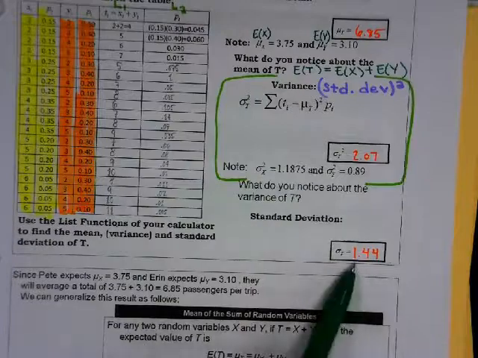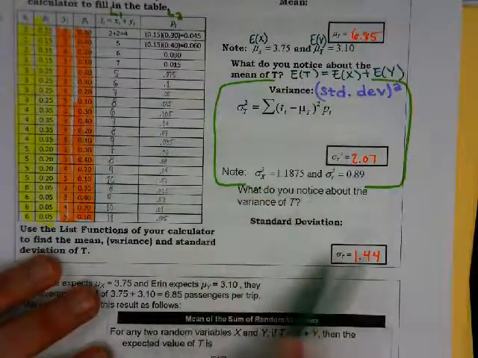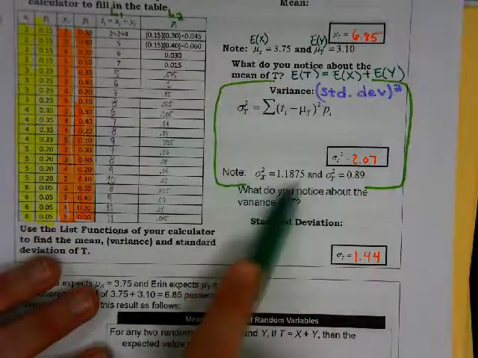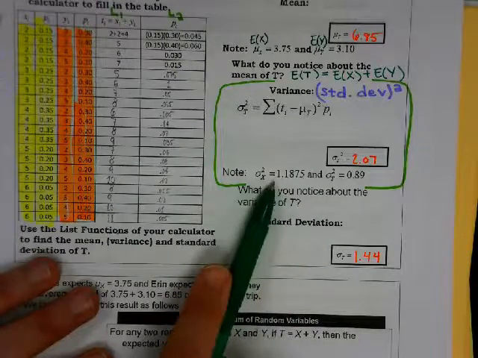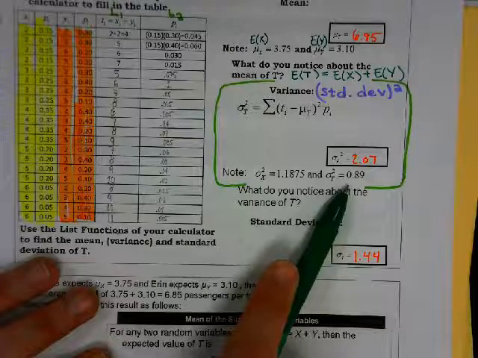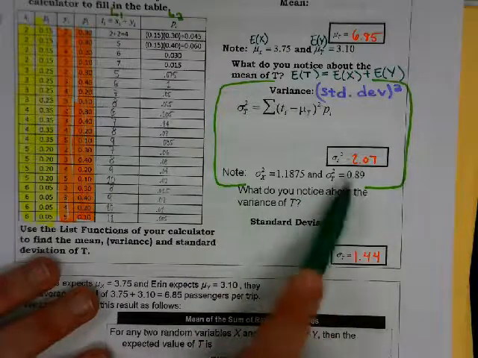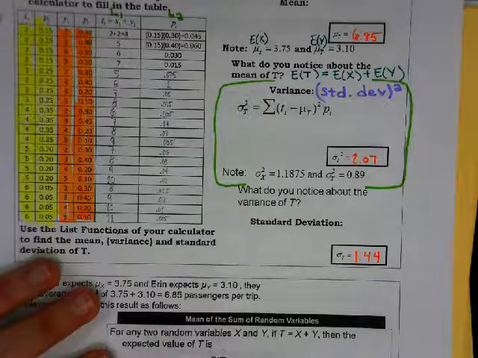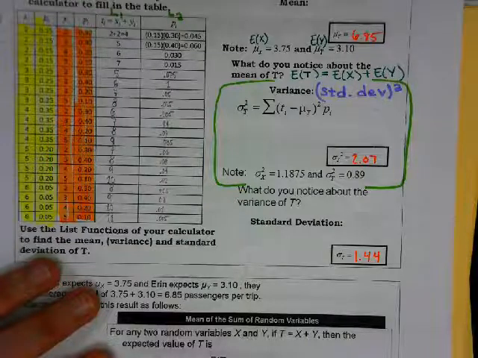Here, variance, which Hannah reminded us is just the standard deviation squared. I didn't have you find variance of Pete's Jeep Tours, but here it is. I found it for you. And the variance of Aaron's Adventures. What do you guys notice about these two numbers and that number? Yeah, so we can just add the variances to get the variance of t.